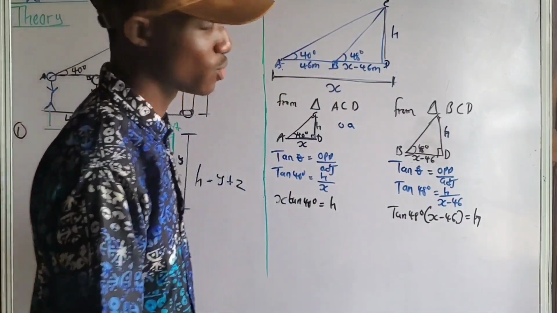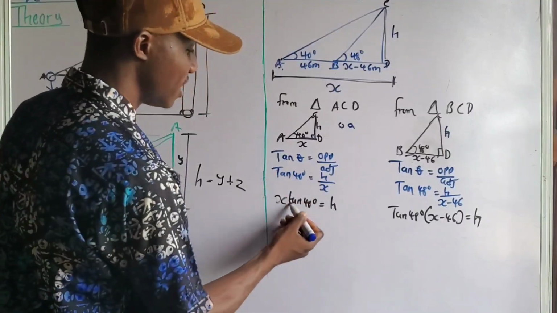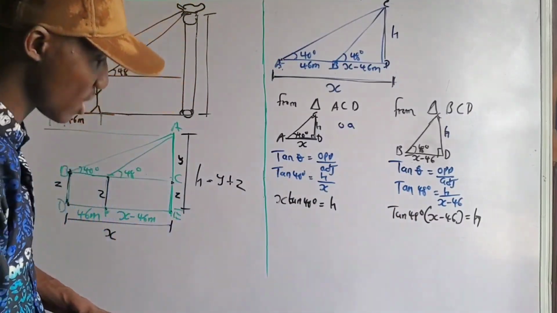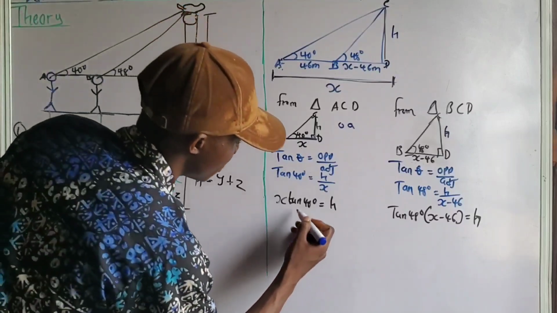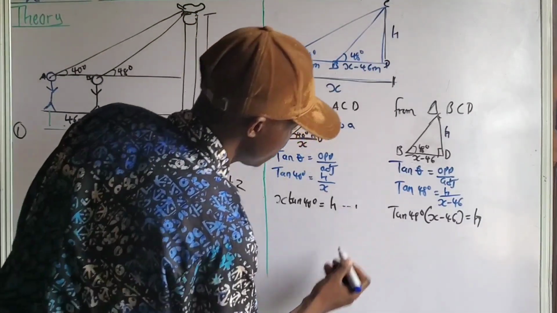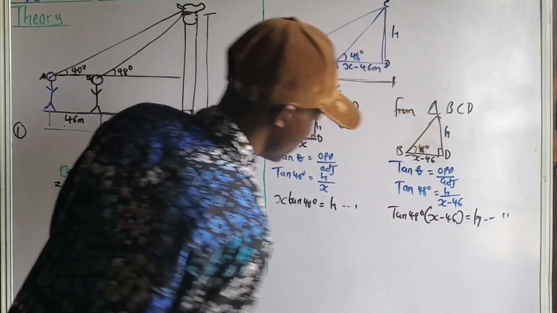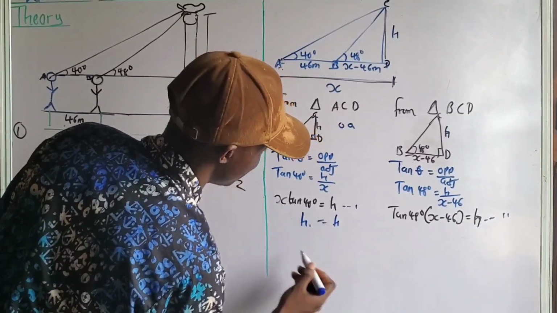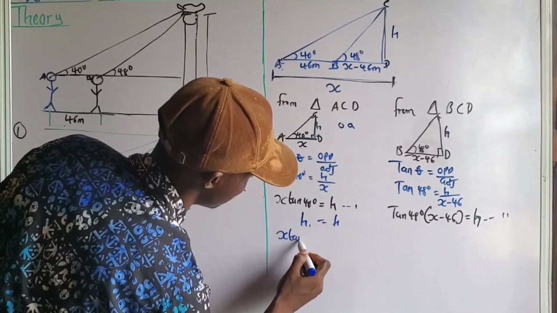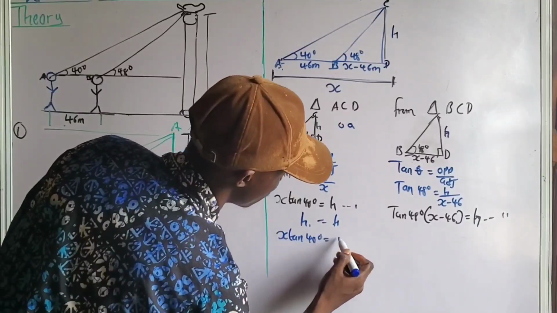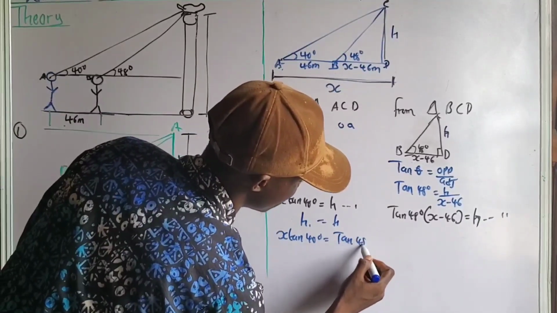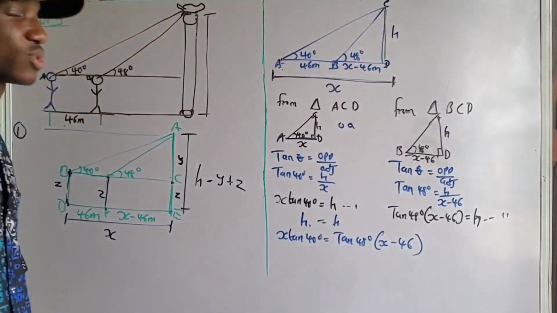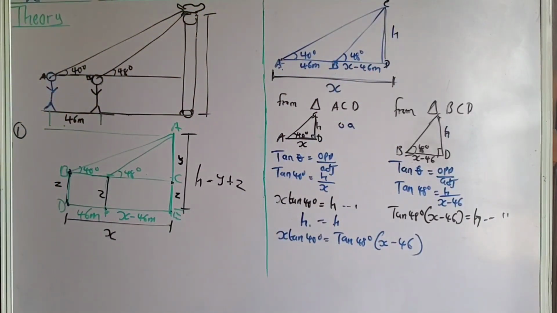Now, since we are going to have a single height, we can equate these together. So that's what I'm going to do now. Let's call this equation 1. Let's call this equation 2. Now equate the height. Height is equal to height. That is, I'm going to have x tan 40 degrees is equal to tan 48 degrees multiplied by x minus 46. Now we can solve for the value of x, right? Now let's go.